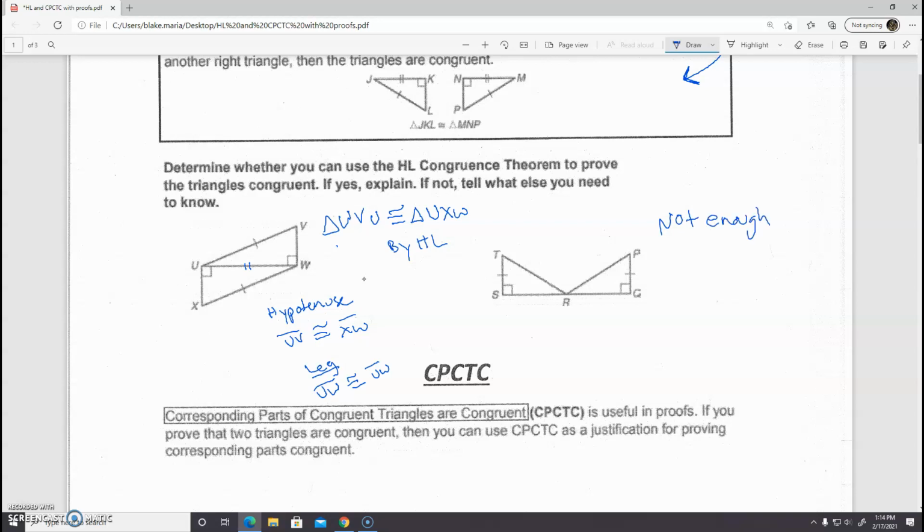We have a leg. So what else would we need? Because it does say tell what else you would need to know. What else would we need to prove these two triangles are congruent? Well, we need the hypotenuse. So we would need TR is congruent to PR. And if we had that, then we could say, yes, these are congruent by hypotenuse leg.